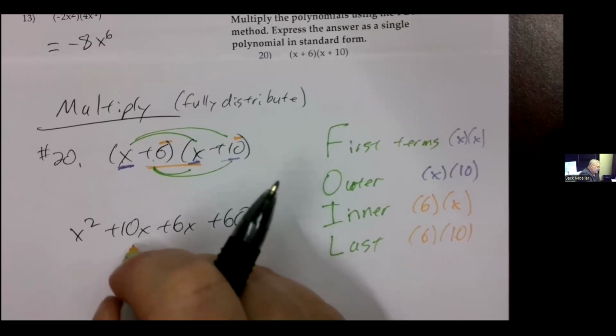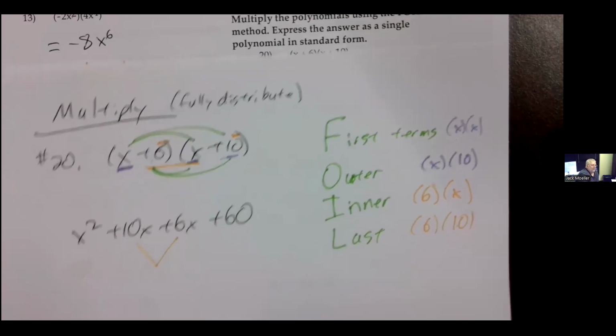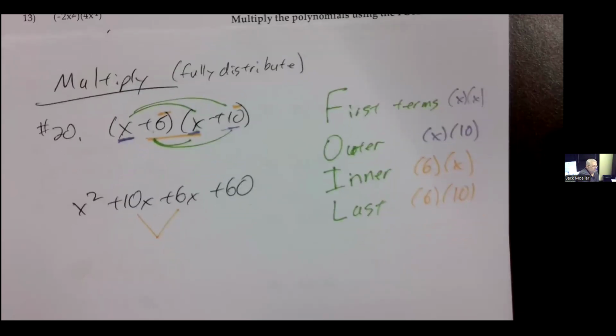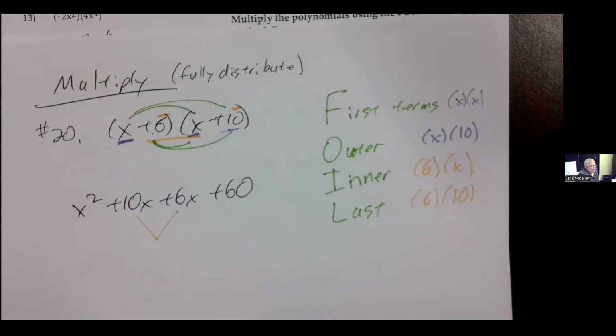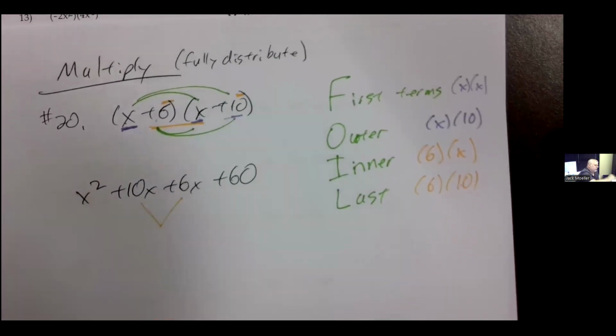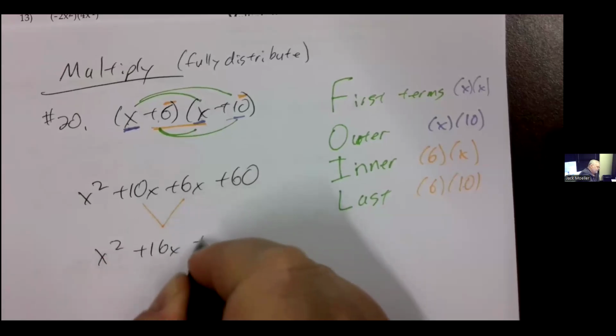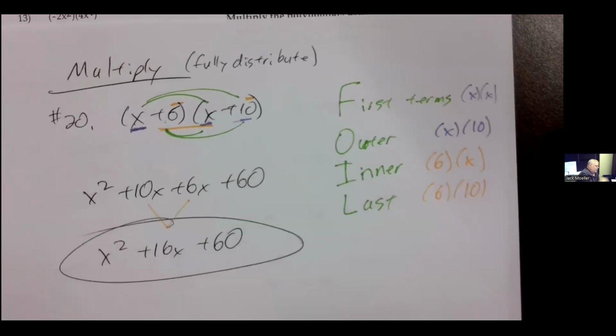Most of the time not, because usually those outer and inner terms often need to be combined. Not always, but for the vast majority of the problems we're going to give you, you're going to have this second step of combining like terms that we just did in the previous problems. So this would be x squared plus 16x plus 60. And then those are all unlike terms, so we're done.